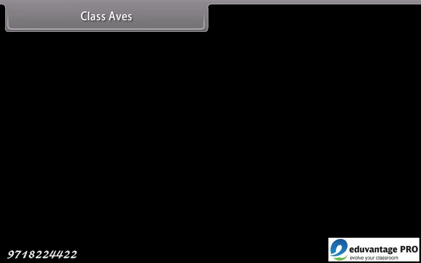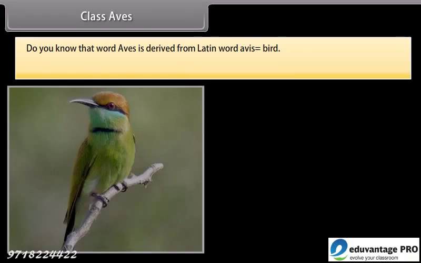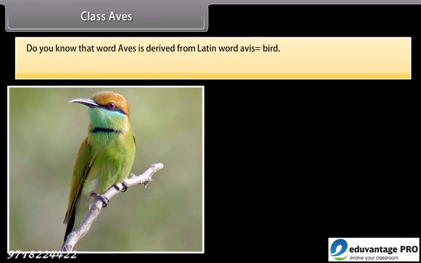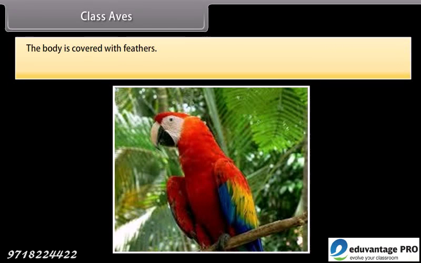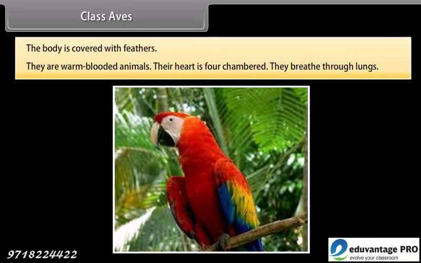Class Aves. Do you know that the word aves is derived from the Latin word avis, which means bird? Their body is spindle or boat-shaped, which is divisible into head, neck, trunk, and tail. The body is covered with feathers. They are warm-blooded animals. Their heart is four-chambered. They breathe through lungs.